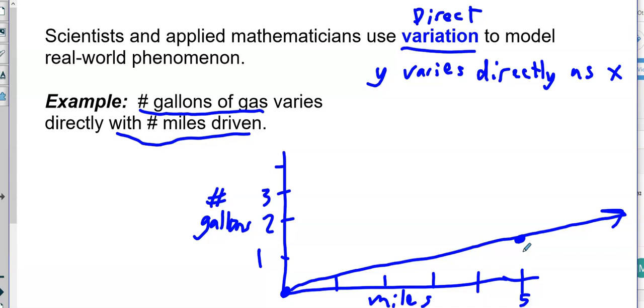And one of the things that distinguishes that is that it always goes through the origin. So the point 0, 0 will be on every direct variation graph. So it's not just linear. Like this line right here would not be direct. That would be kind of weird, right? Use 0 gallons of gas, but use 2 gallons of gas, but you went 0 miles. It's kind of strange. It doesn't make sense in the context of the problem here.